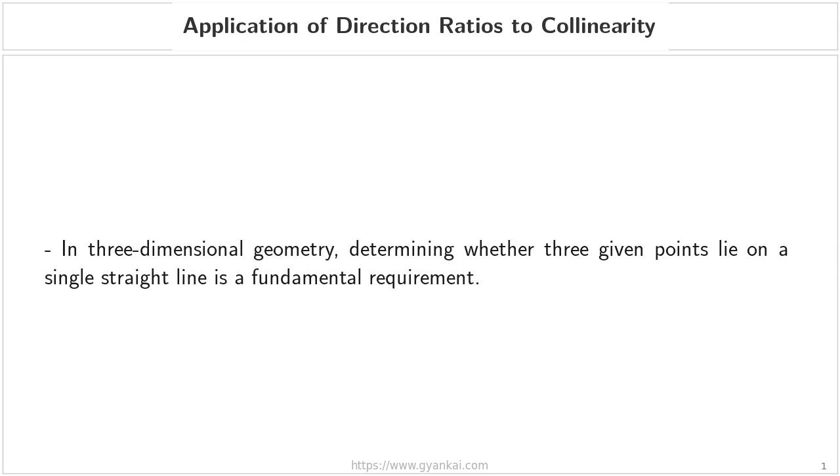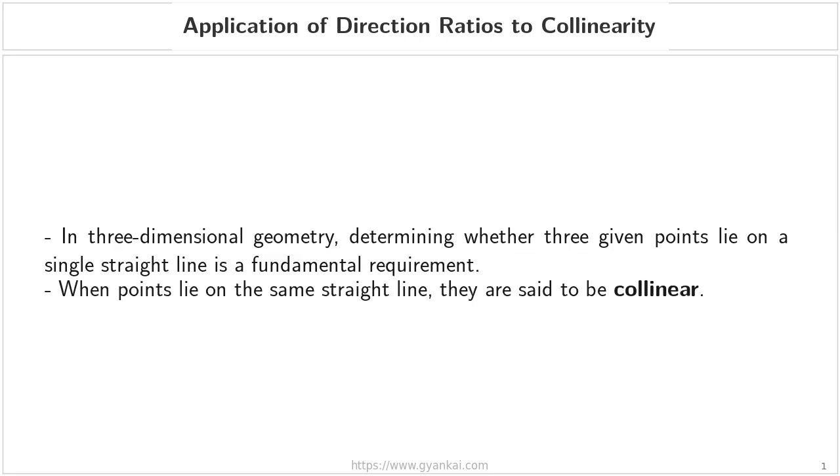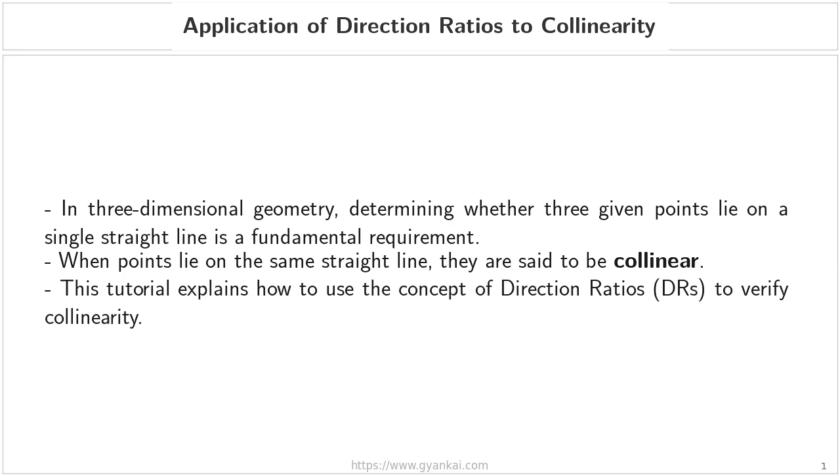In the study of three-dimensional geometry, one of the most fundamental tasks we encounter is determining whether a set of three given points actually lie along a single, straight line. When we find that these points are indeed positioned on the same straight line, we use a specific mathematical term for this. We say the points are collinear. In this tutorial, we are going to focus on a very efficient method to verify this.